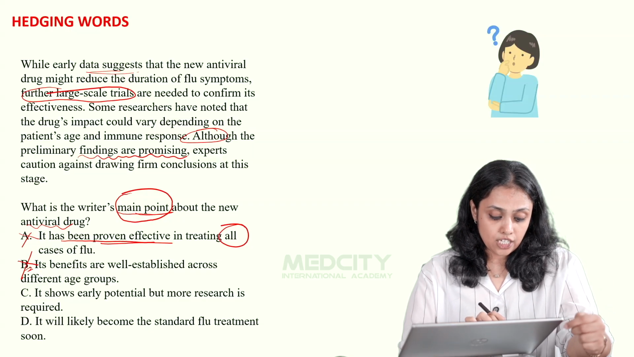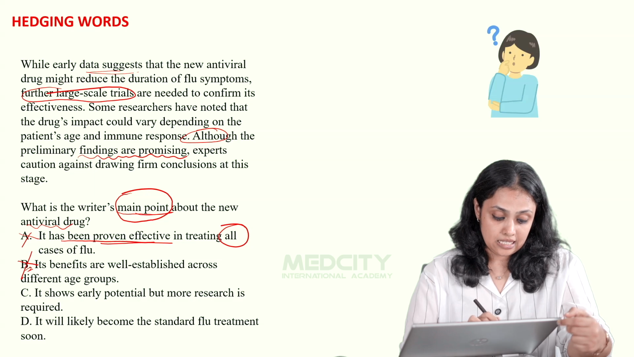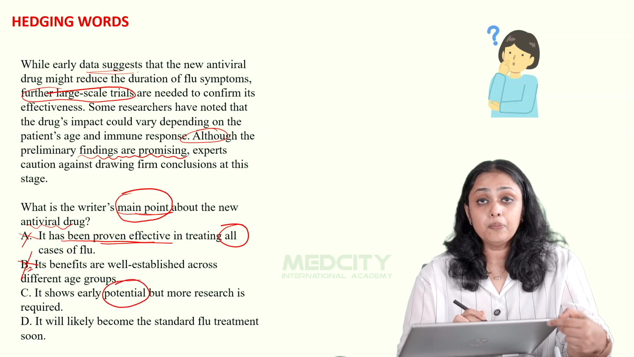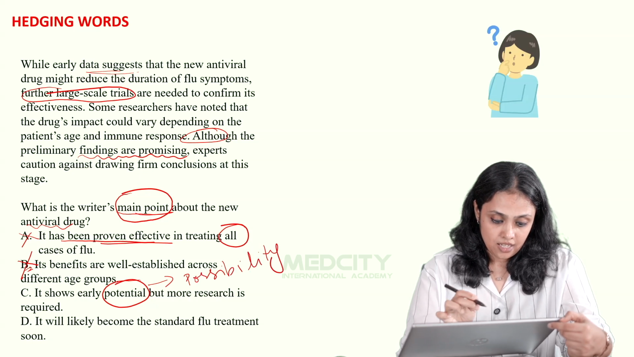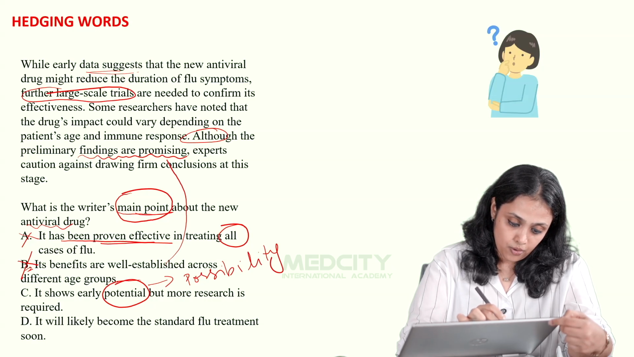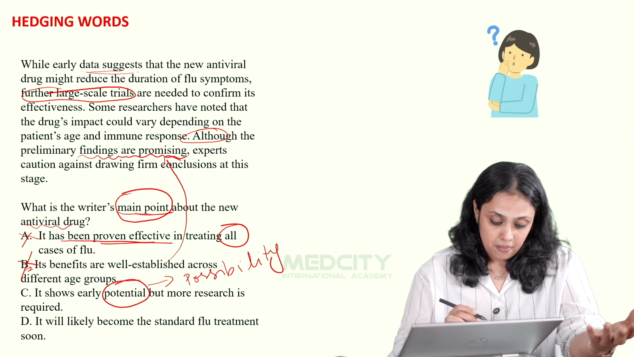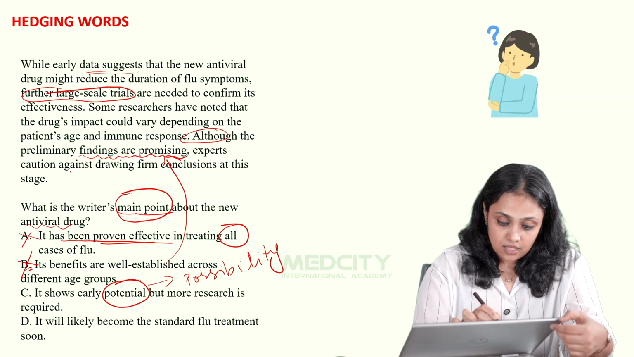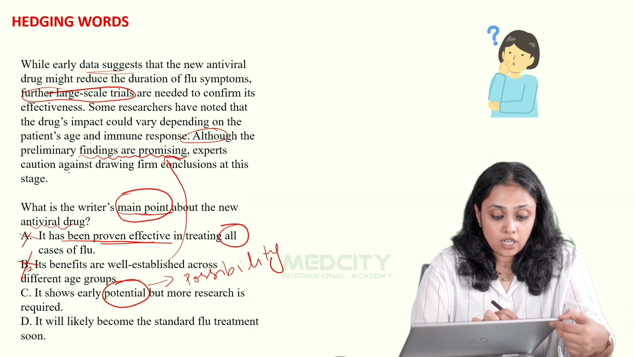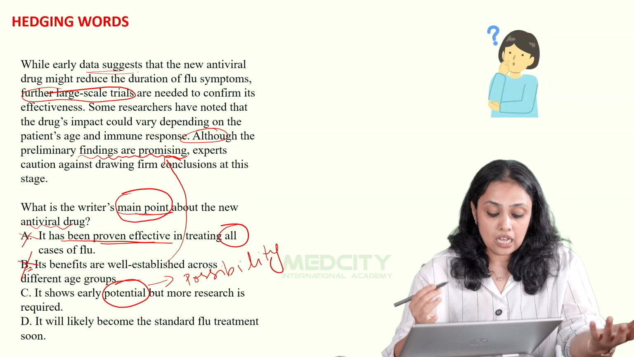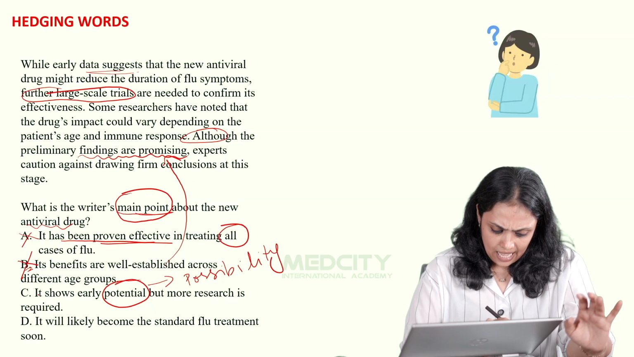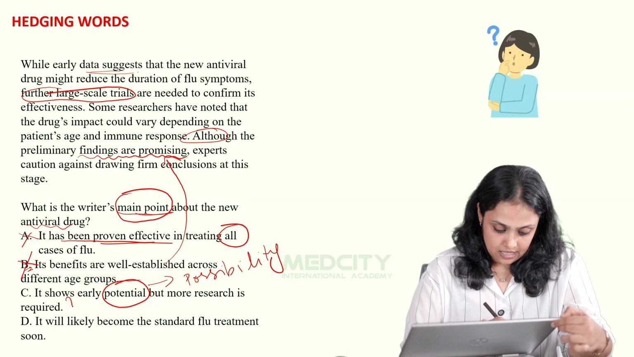Option C says that it shows early potential but more research is needed. Early potential means it shows a possibility. A possibility is seen, so it is the same as promising. It shows that potential but more research is required. In this sentence also, it is said to caution against drawing firm conclusions at this stage. Even though it is promising, in the first line also it is said that further trials are needed. So that can be the right answer. Let us keep it aside.